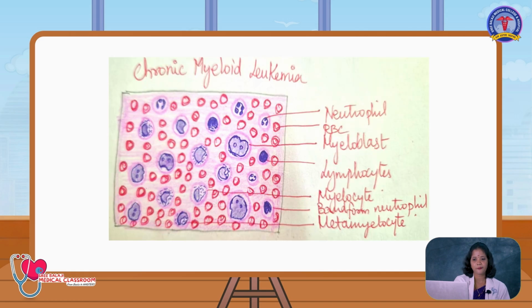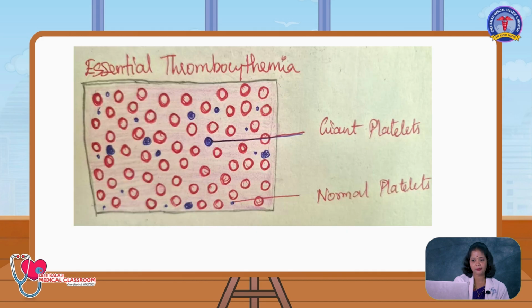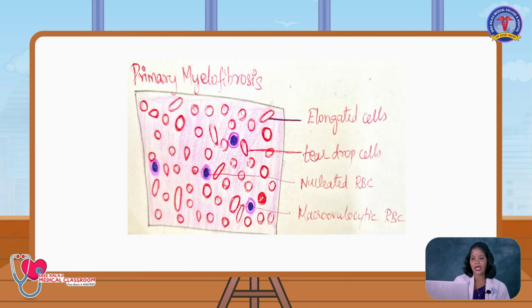So this is the picture showing the band forms of neutrophils and myelocytes in the peripheral blood, which is seen in chronic myeloid leukemia, and this is essential thrombocythemia. Here you can see the giant platelets, and this is the myelofibrosis picture where you can see the teardrop cells, that are called dacrocytes, and the nucleated RBCs.